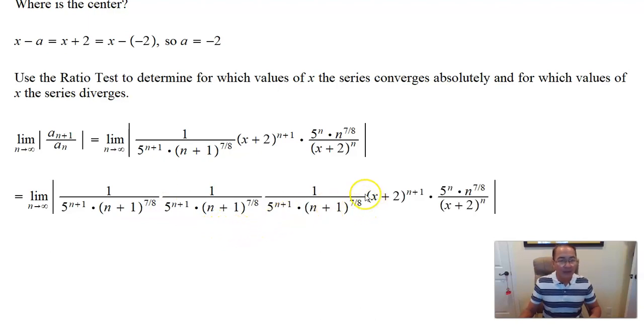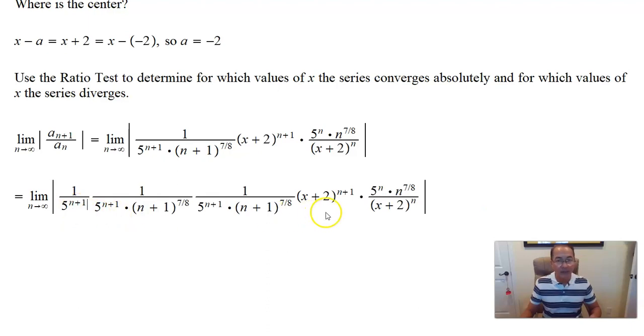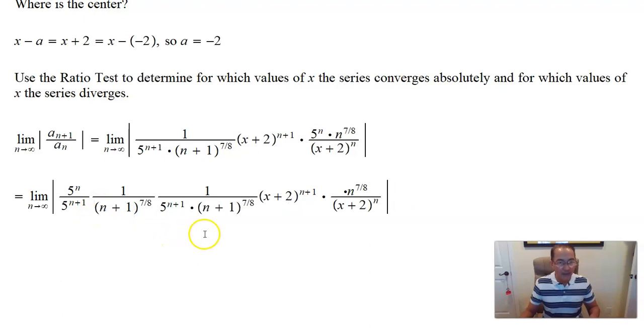Let's start with the 5 to the n plus 1. Since it's already there, we're going to keep it there, and this 5 to the n, we're going to move over here to join its sibling, the 5 to the n plus 1. Then we have the n plus 1 to the 7/8, and it goes together, logically, with the n to the power 7/8.